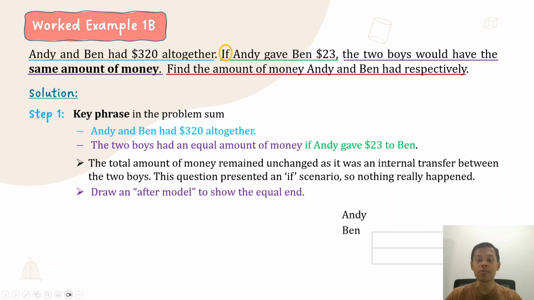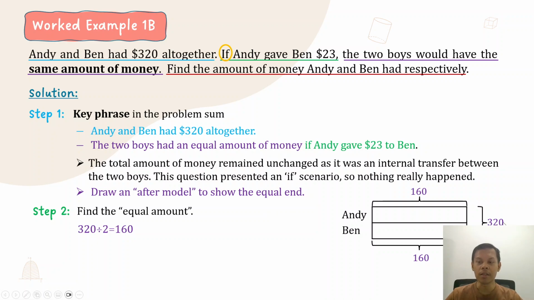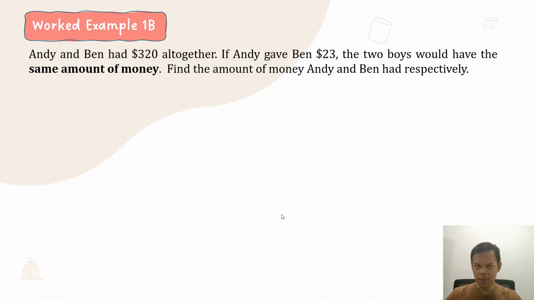Alright, so this is going to be an internal transfer between the two boys. So we need to draw the after model. Both of them are going to have an equal amount of money. So Andy and Ben, let's draw a rectangular box here and label it as 320. This is the sum for both of them. If we want to find Andy and Ben, what do we need to do? Yes, we need to divide by 2. 320 divided by 2, we are going to get 160. Okay, so we are finished with the first part.